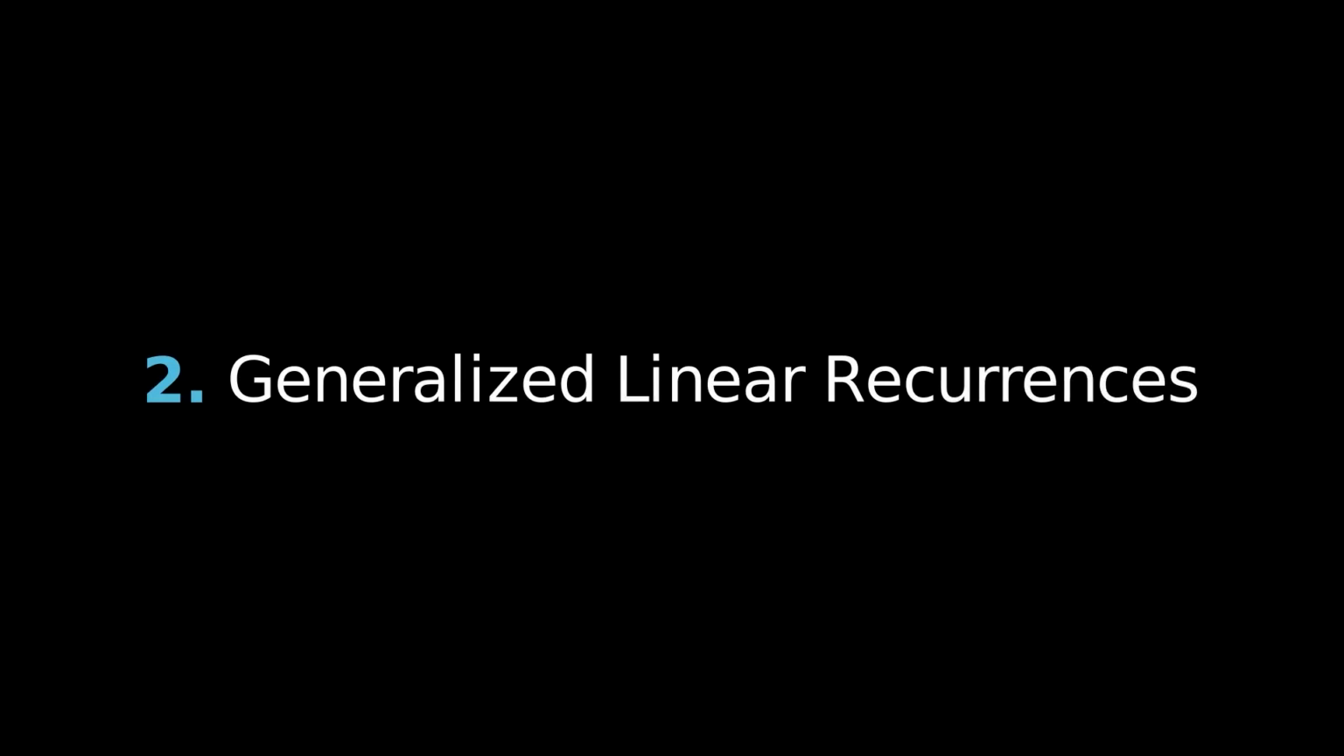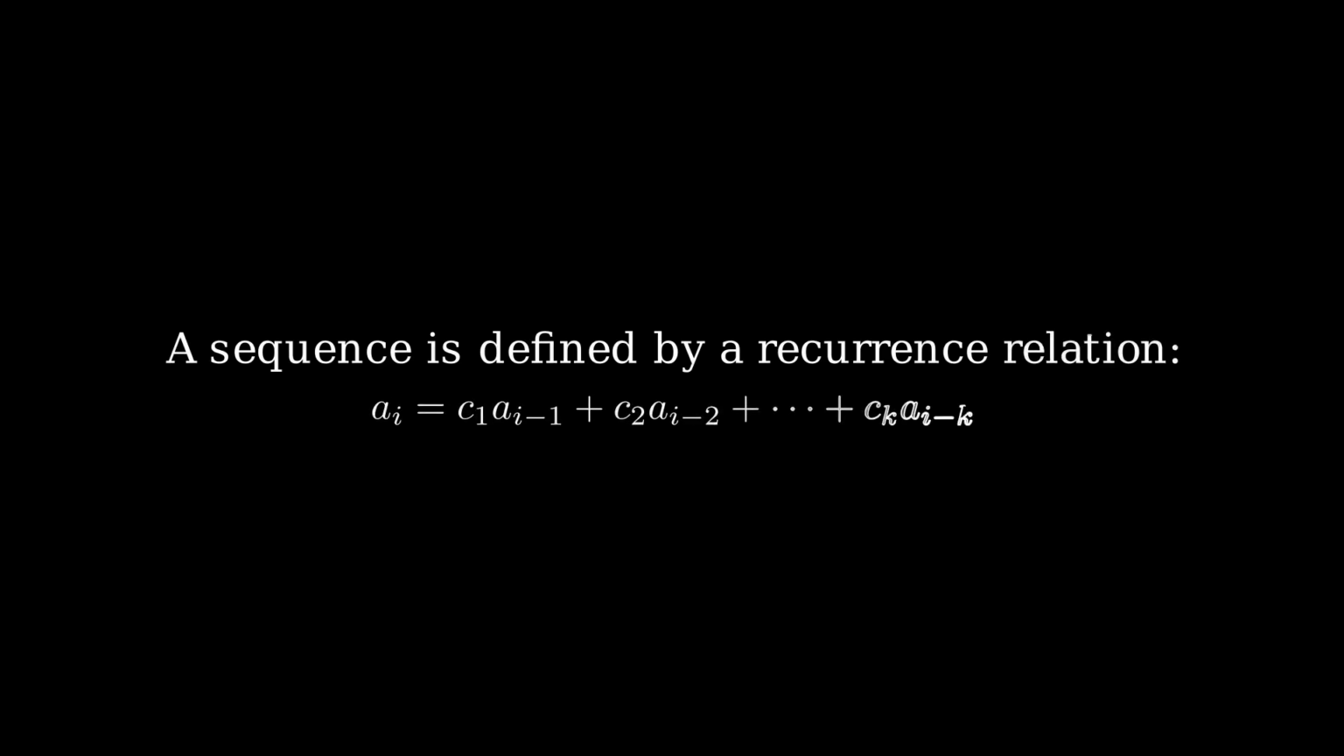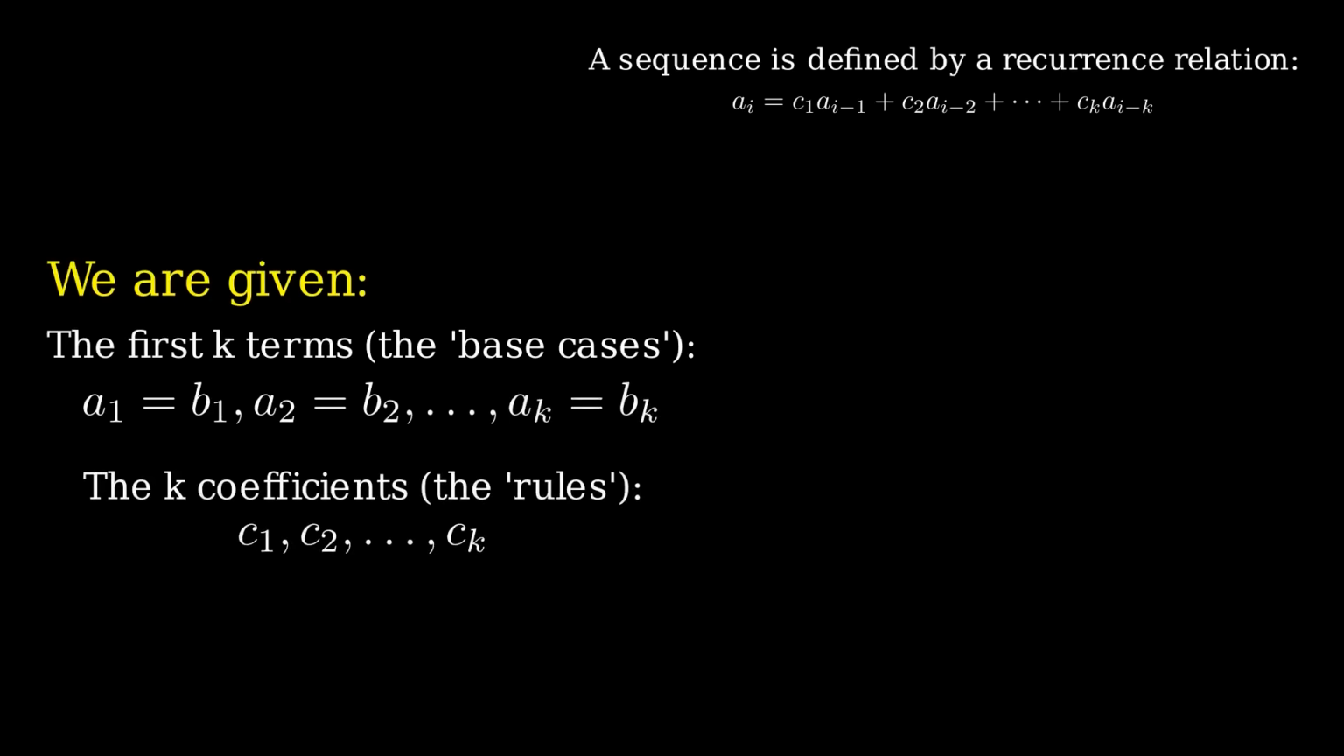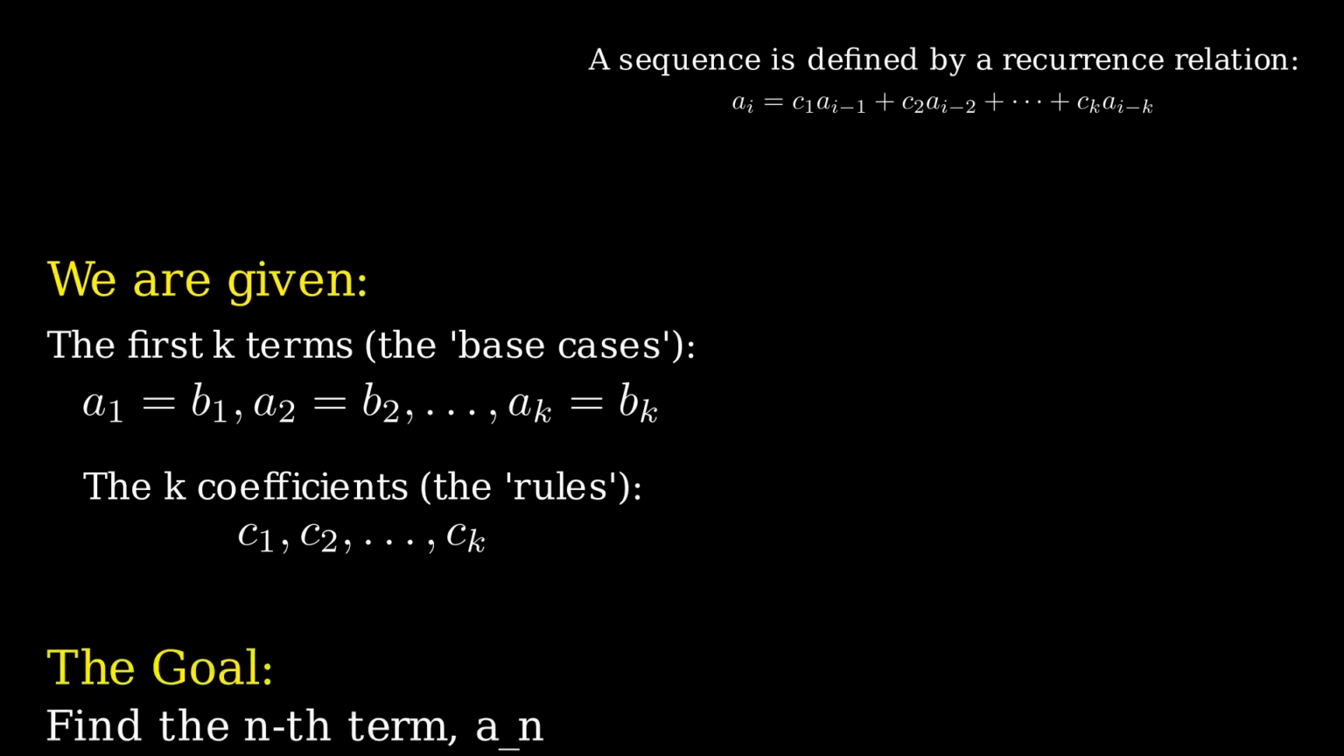What makes this method truly special is that it can be used for any form of linear recurrence. They can be viewed as sequences which are made up of two components, a base case and some coefficients. Our goal is to find the nth term where n can be arbitrarily large.